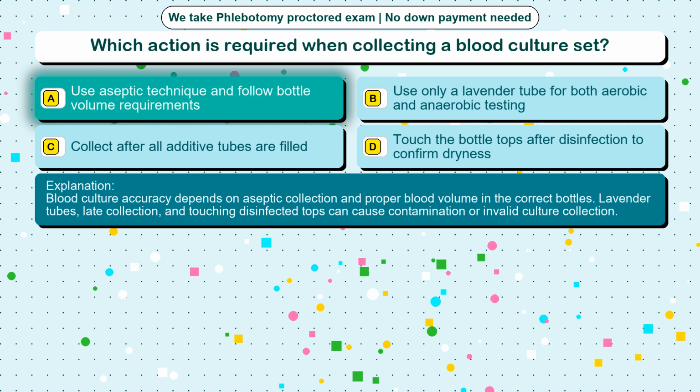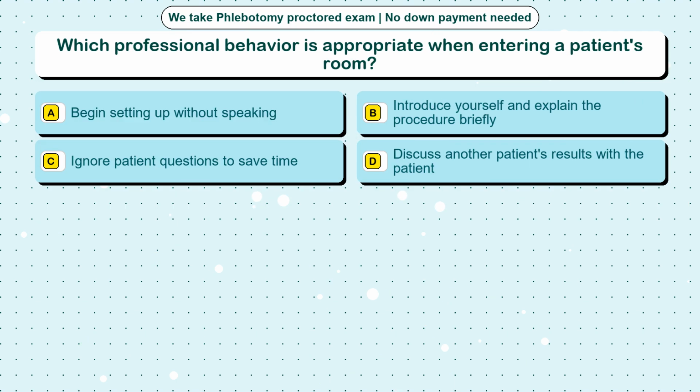Blood culture accuracy depends on aseptic collection and proper blood volume in the correct bottles. Lavender tubes, late collection, and touching disinfected tops can cause contamination or invalid culture collection. Question 12. Which professional behavior is appropriate when entering a patient's room?